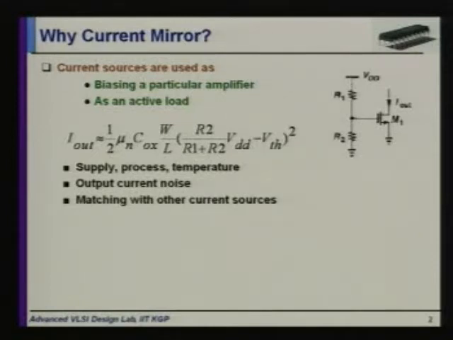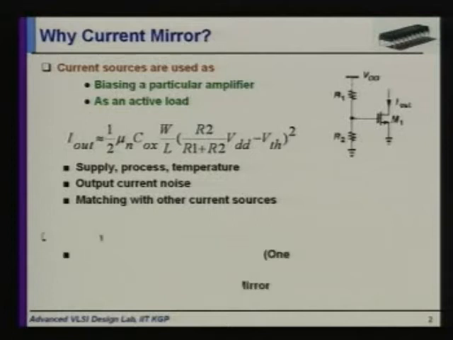Another problem is the matching with other current sources, because whenever we use this current source in various parts of a particular system or very big circuits, we need matching of VTH and matching of mu n C ox, so we may not get the same current for the same circuit. That is, R1, R2 and M1, and another M1 prime for different parts of the circuit, we may not get the same current.